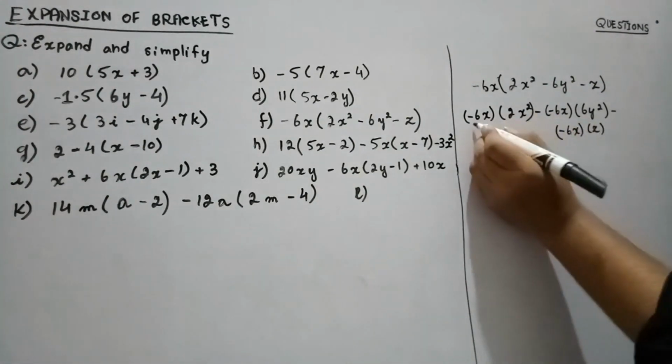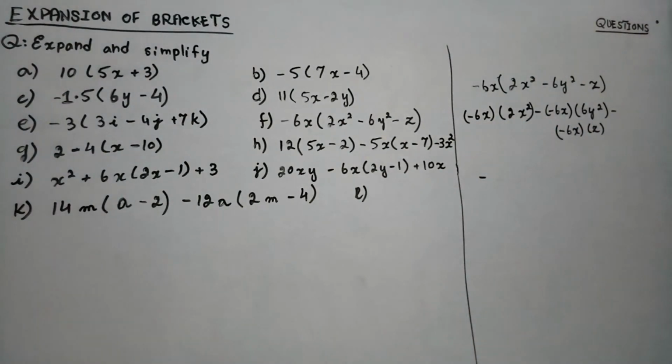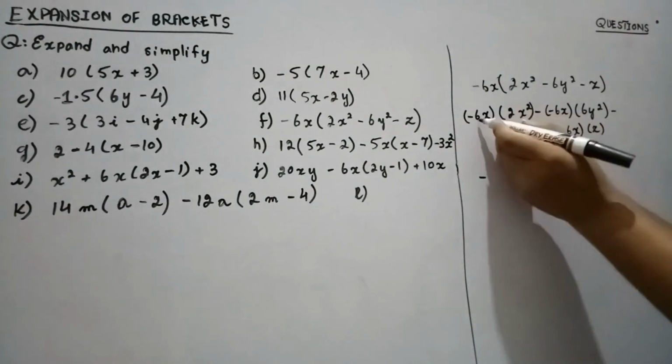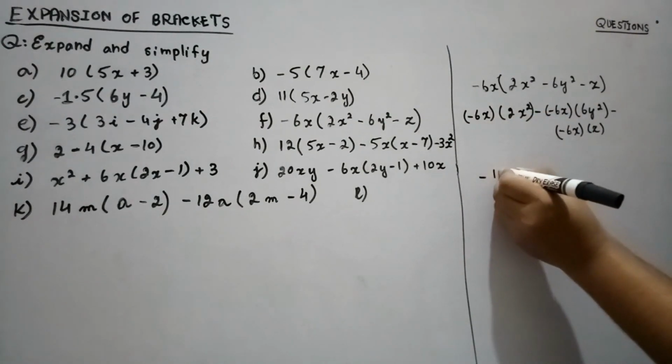Now here negative and positive will be equal to negative. I hope you know this, because I have taught it a lot of times in the previous videos: in multiplication or division, negative times positive will be equal to negative, while negative times negative or positive times positive will be equal to positive. Clear? So negative times positive is negative, and 6 2s are 12.